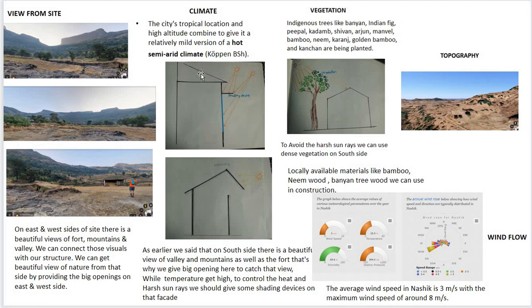The climate. The city has a tropical location and high altitude combined to give it a relatively mild version of hot and semi-arid climate. On the south side there is a beautiful view, but due to the harsh sun rays, we should give shading devices on the south side. Topography. The site has 2 contours. Vegetation. There are many trees available like banyan, Indian fig, peepal, kadam, shivam, arjun and etc.